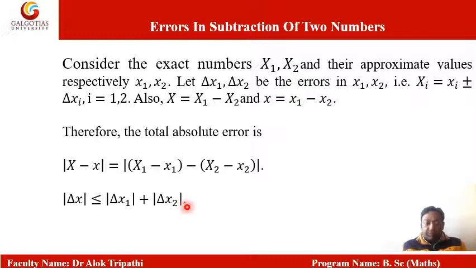So what we have seen, if we add n numbers or we subtract two numbers, we consider subtraction of two numbers, then the estimate of absolute error will be less than or equal to the sum of the individual errors in these approximate numbers.